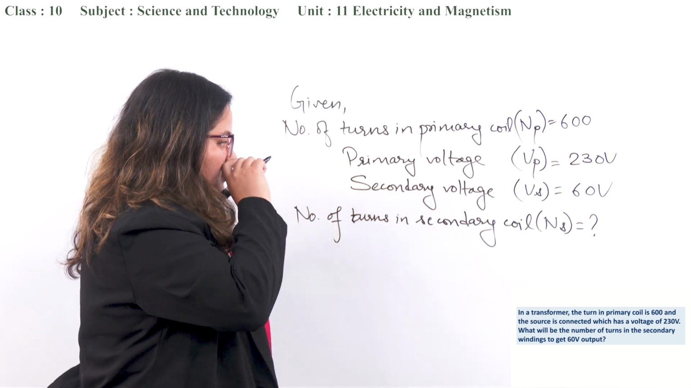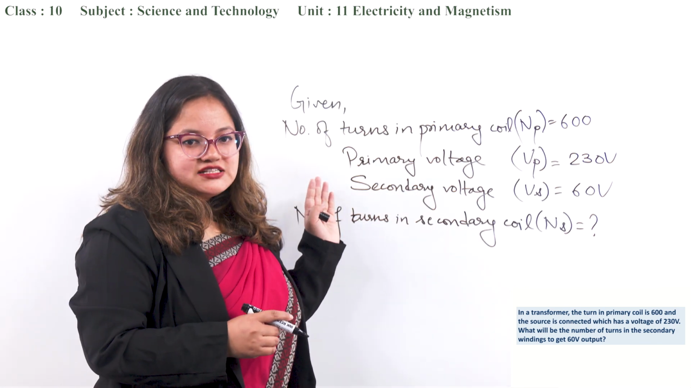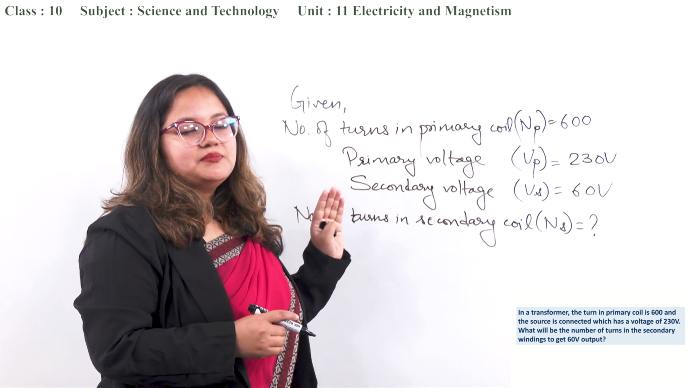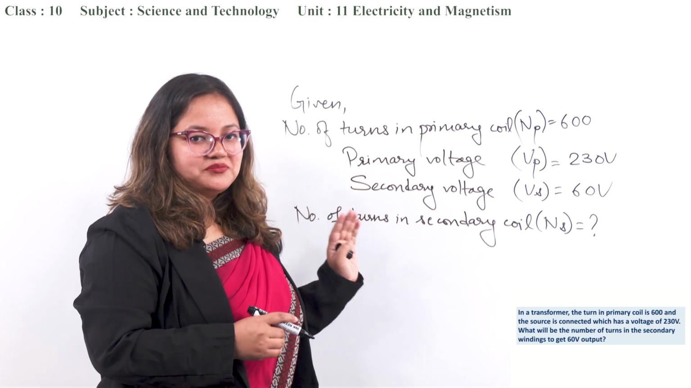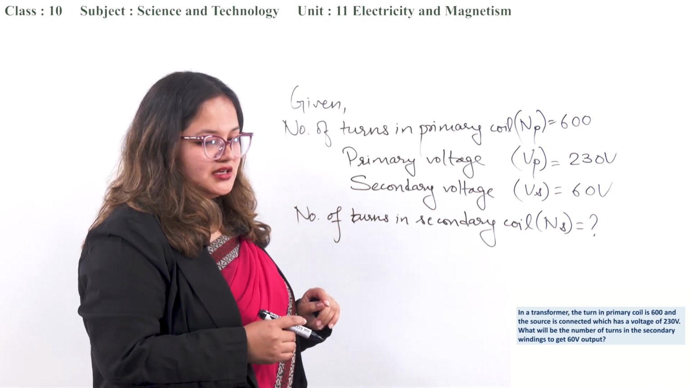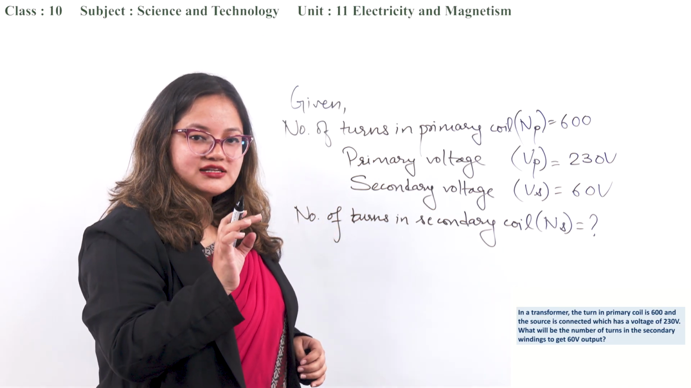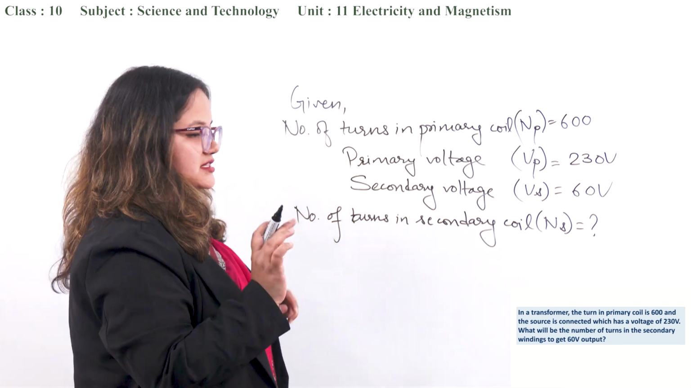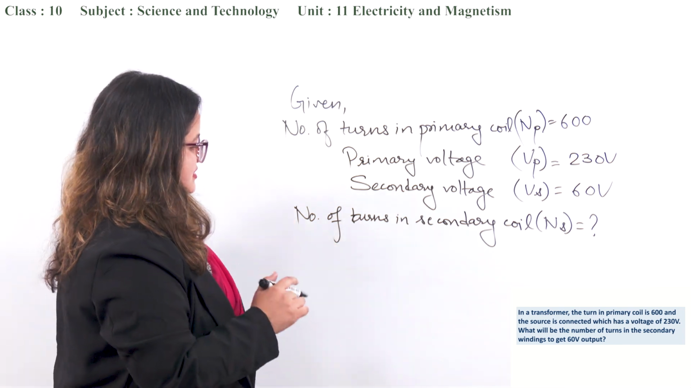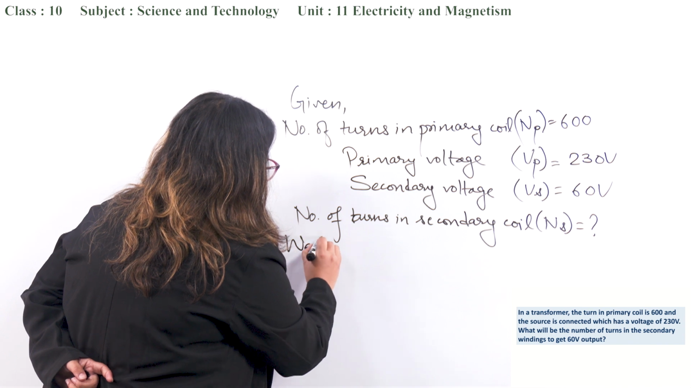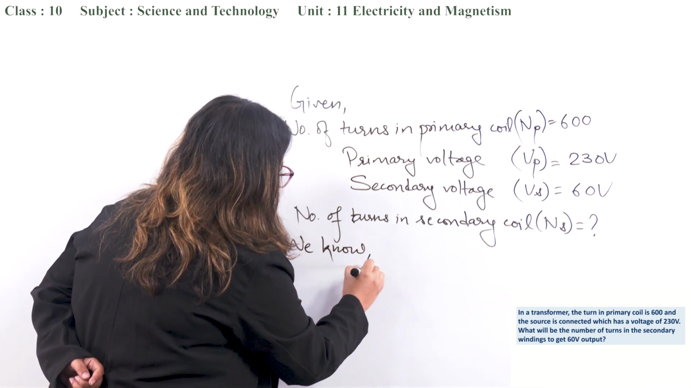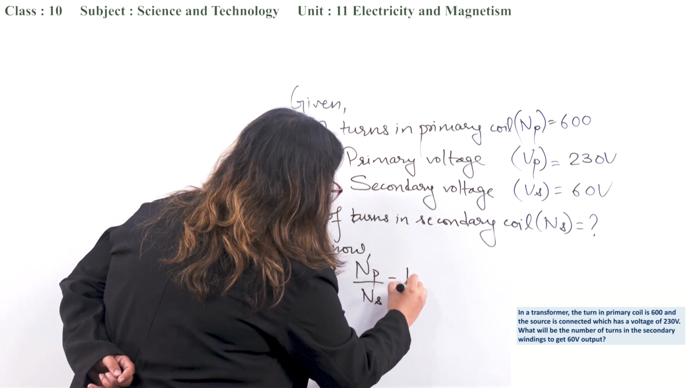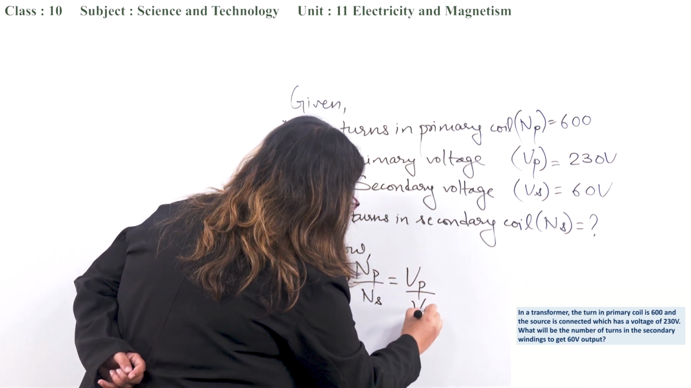Now, we have the previously mentioned formula, right? So we have mentioned that Np by Ns equals Vp by Vs. So it is quite direct. You can simply substitute the values in the formula and solve this question easily. Now, after listing this given, we know Np by Ns equals Vp by Vs.